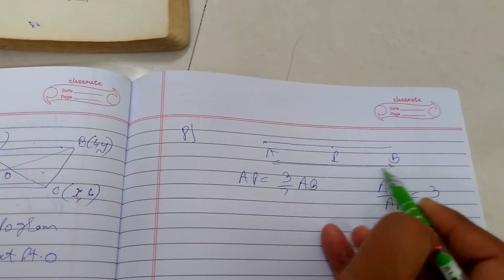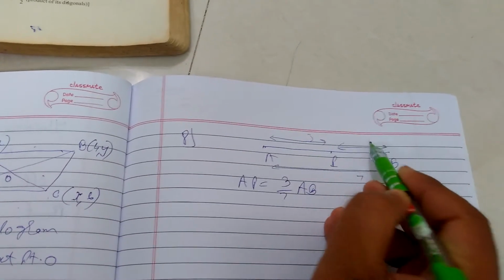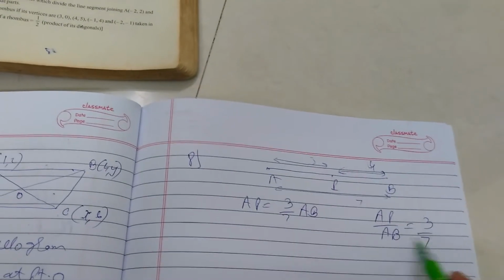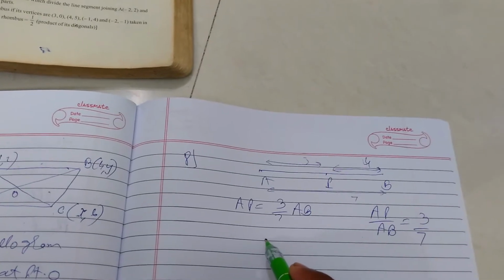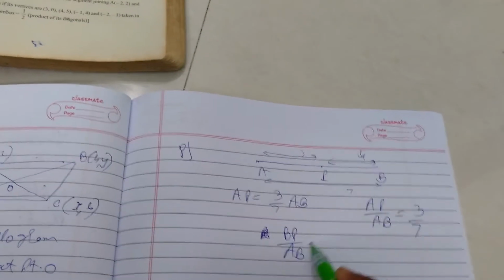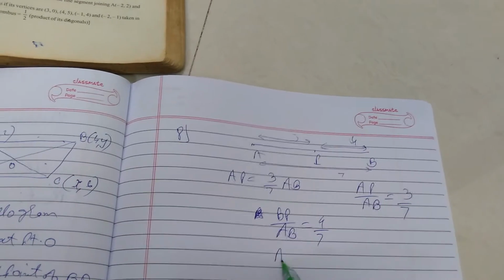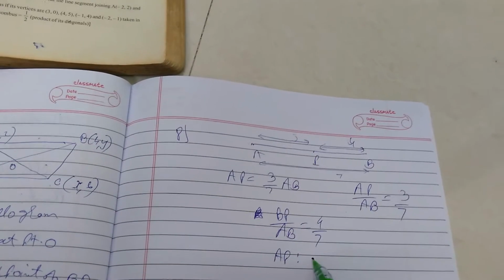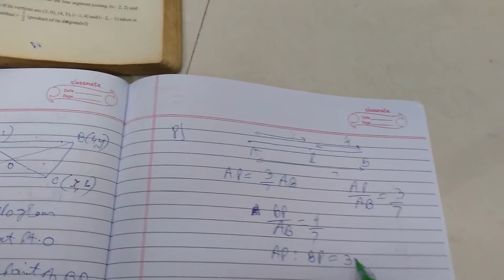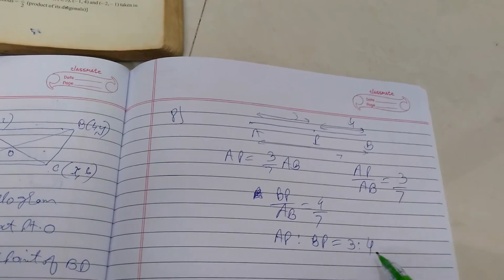It means the whole is 7 and this part is 3. That means this remaining part will be 4. So AP upon AB is equal to 3 upon 7. That means BP upon AB is equal to 4 upon 7. So we get the ratio of AP and BP. AP is to BP is equal to 3:4. This is the ratio of AP and BP, 3:4.